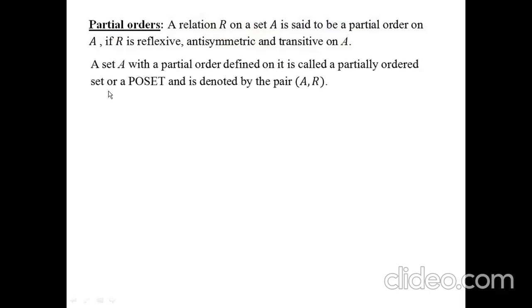Now, any set A with a partial order defined on it is called a partially ordered set or a poset. And usually this is denoted by (A, R). So if the set A satisfies the definition for partial order, then we say such a set is called poset or partially ordered set. And it is usually denoted by the pair (A, R). A is the set A and R is the relation R.